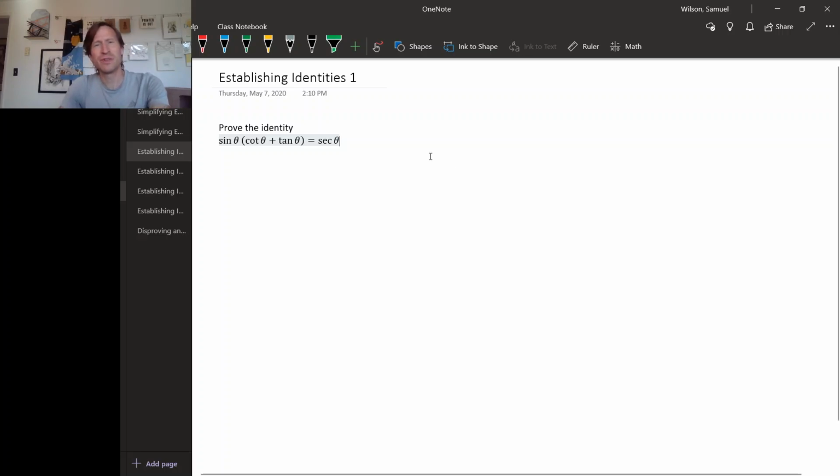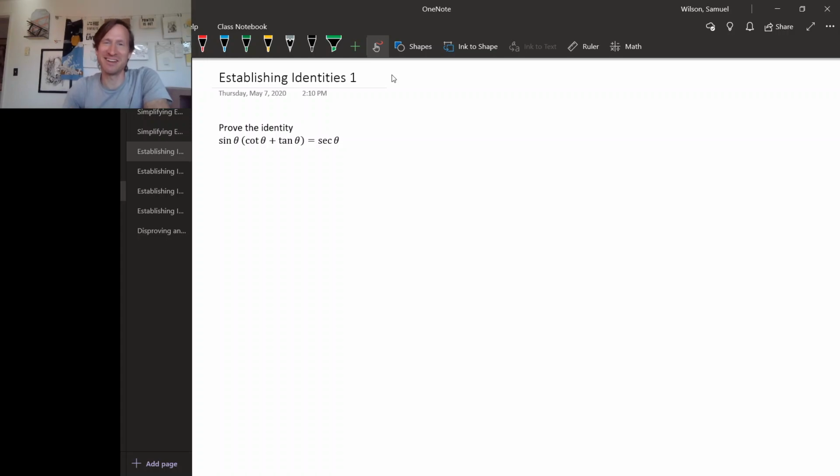Another thing we can do with trigonometric identities, besides just using them to simplify trigonometric expressions, is to use trig identities to come up with even more trig identities. There's actually sort of a common cottage industry in finding new and interesting trigonometric identities. So here's an example. Let's prove that this equation is really an identity.